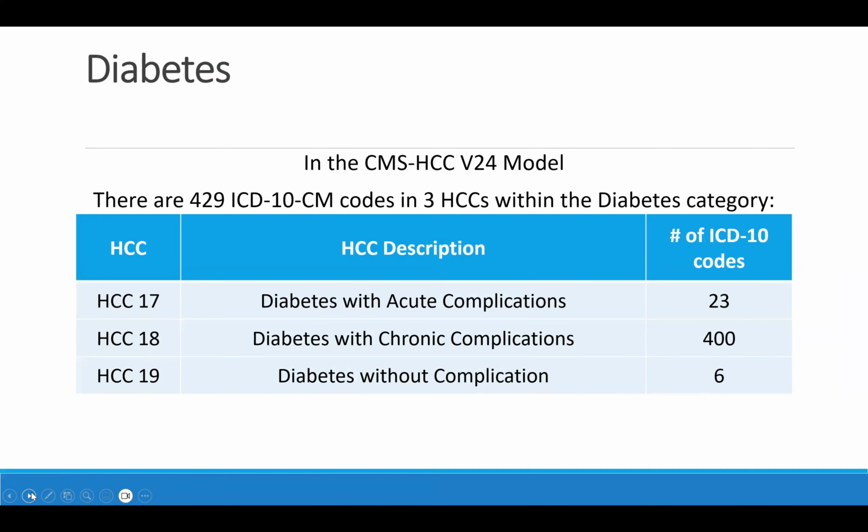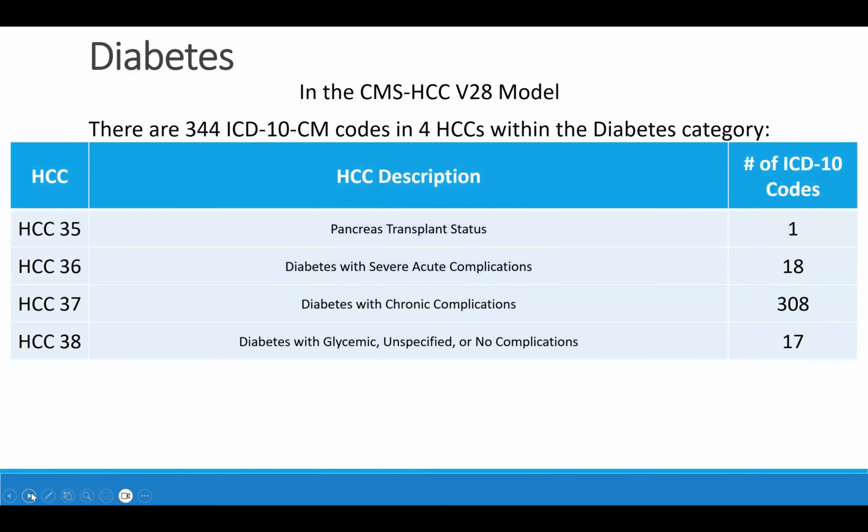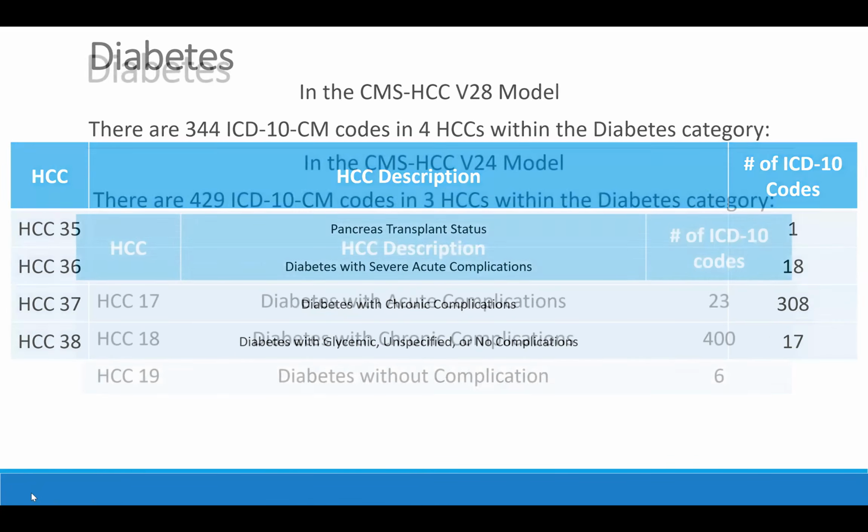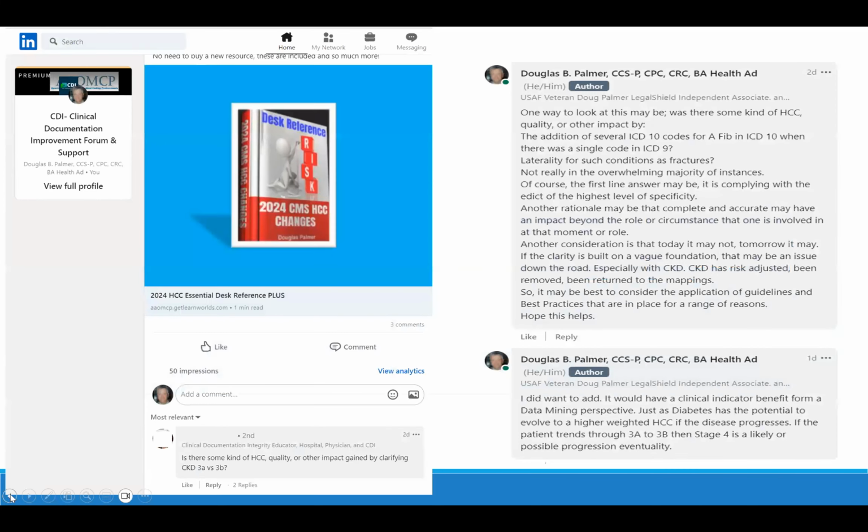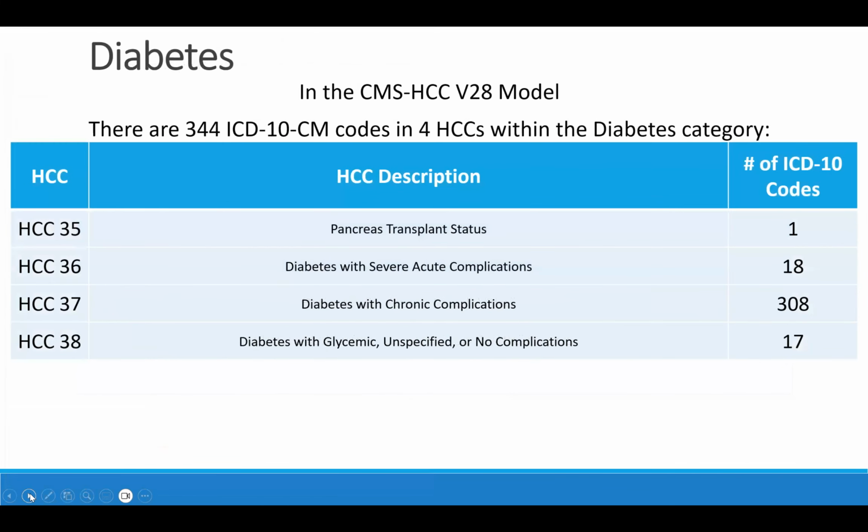Let's take a look. Okay, so now there's 344. So where were we at? We were at 429. And now we're at 344, slightly less, a difference of around 75 to 80. But there are now 4 HCC categories. The new one is pancreas transplant status, and that only has one code in it. Can you guess what it is?